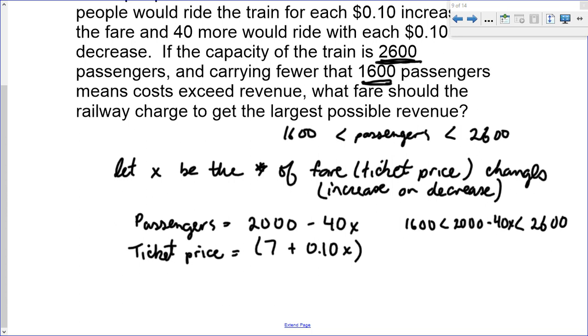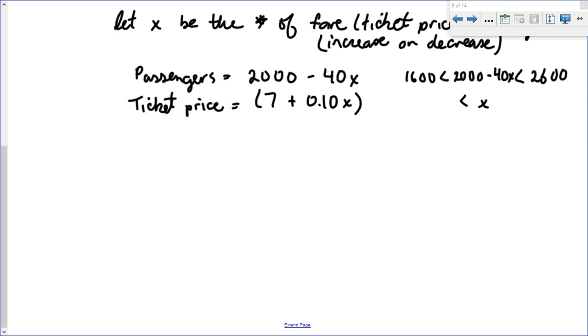So I can try to solve this inequality, basically looking at the situation where 1,600 equals 2,000 minus 40x. I'm not sure what your experience is with solving an inequality like this, but I isolate the one situation. This is the one situation I'm going to try to solve here. Let's do this properly.